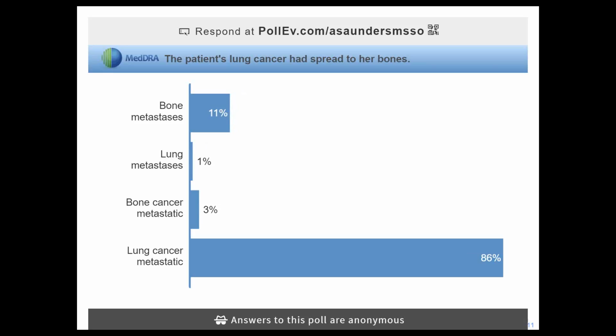In MedDRA, when you see a metastases term, like the first term, bone metastases, that's representing the site of the metastatic spread. However, when you see the term lung cancer metastatic or metastatic disease, you are looking at the primary site of the disease and the fact that it is a stage of metastatic disease.